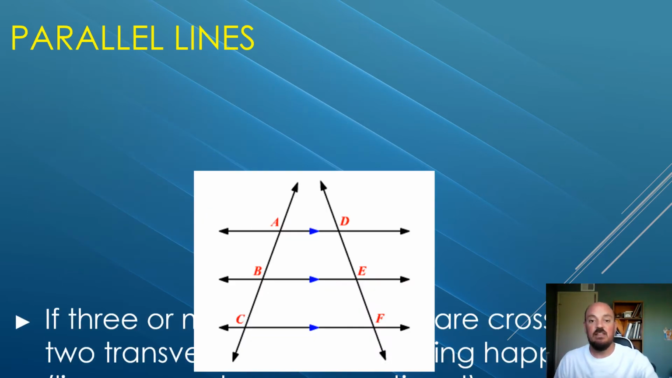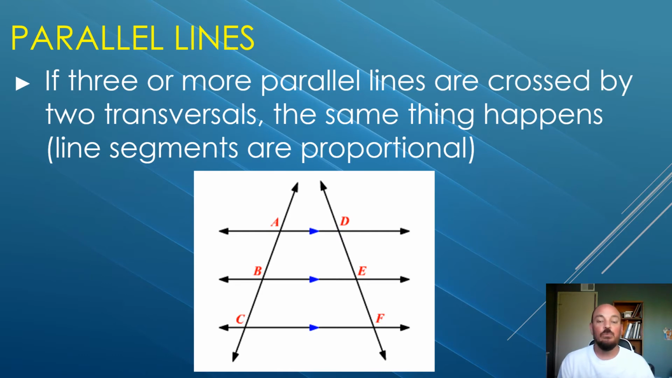Now, let's add to that. So if 3 or more parallel lines are crossed by two transversals, don't get caught up in the vocabulary. You have the 3 parallel lines, you have 2 different lines that are crossing over them. Very simple. The same thing happens. The line segments are proportional. What you're doing is you're taking that same picture and extending it and drawing one more parallel line in there. Because even though it doesn't show in this picture, if I were to extend these lines like this, it makes that triangle picture.